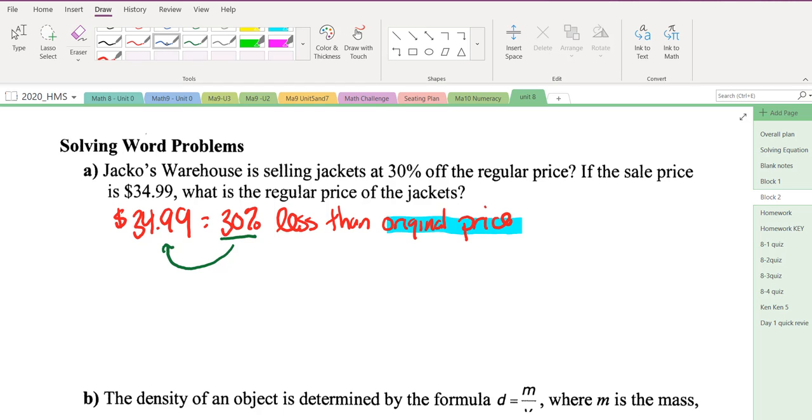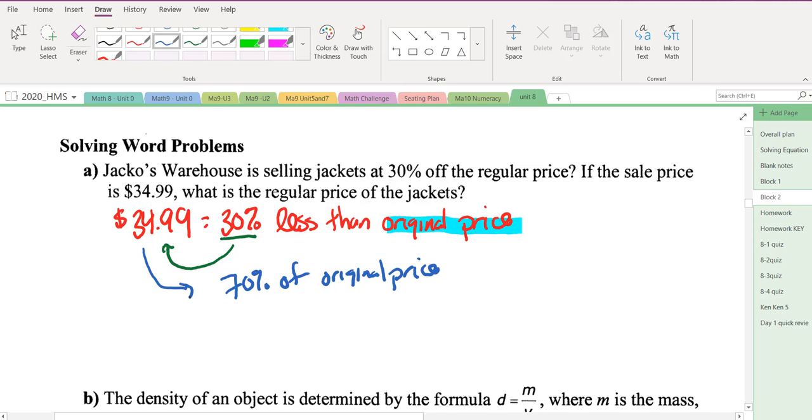If instead we go, hey, this $34.99 is actually 70% of original price, that makes these two numbers a little better connected. You can connect the 30% to $34.99, but it requires more math, right? Do you see that? So this price that they give us is just 70%. If you're wondering where that 70% is from, well, everything's out of 100. So if this is 30%, this must be 70. The 30 plus 70 is equal to 100.